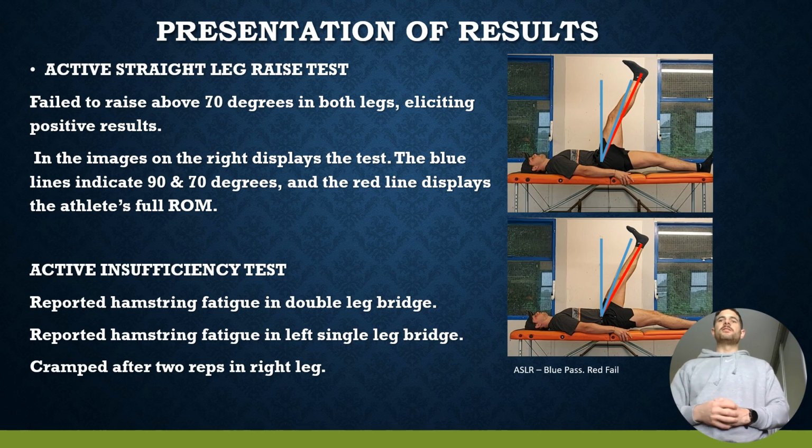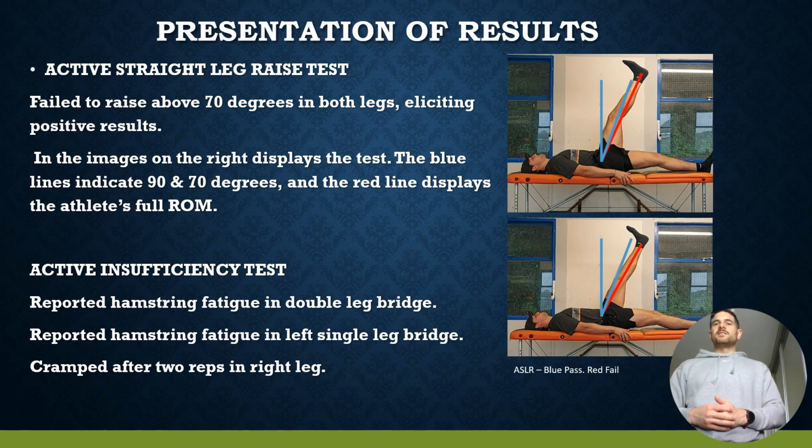The athlete was required to raise their leg to over 70 degrees in the active straight leg raise. The images on the right display the full range of motion. The blue lines indicate the 90 and 70 degree markers and the red line indicates the athlete's full range of motion. We can see from the images they failed to reach over 70 degrees and therefore elicited a positive result. This indicates the athlete has a lack of hamstring flexibility in both legs.